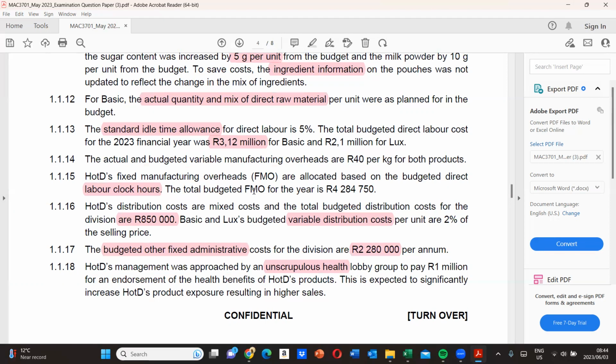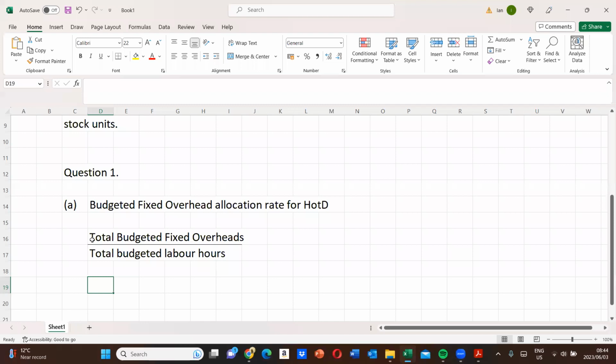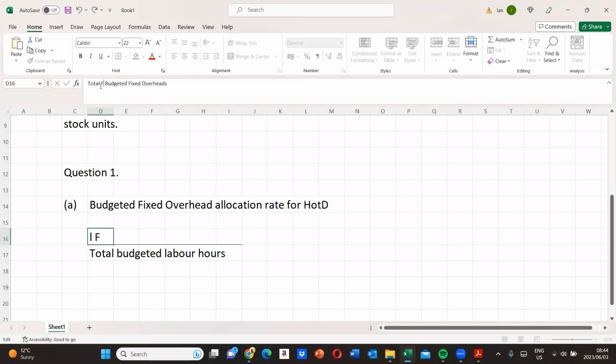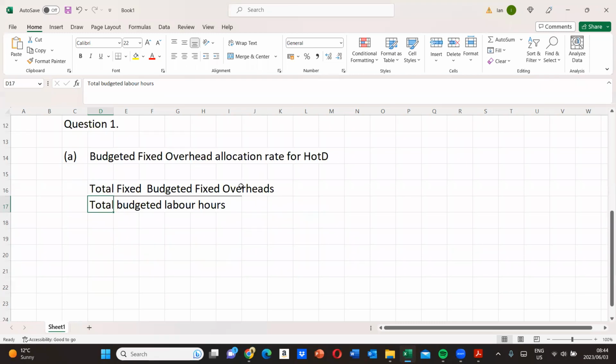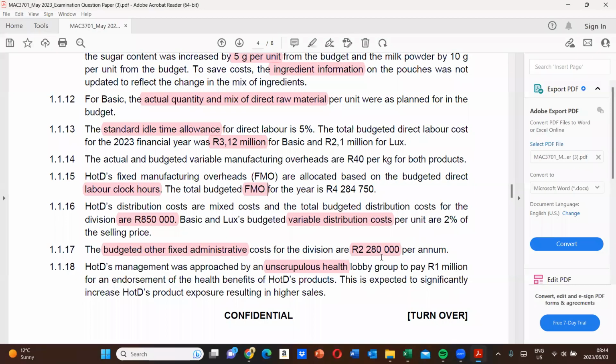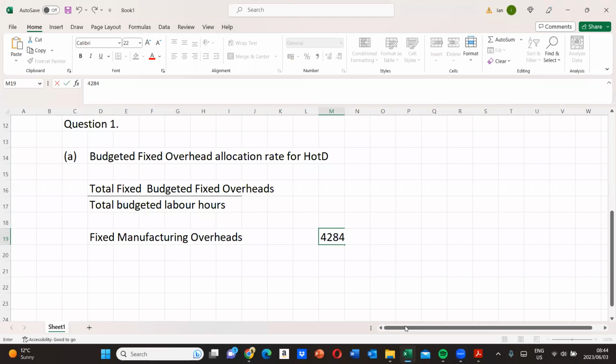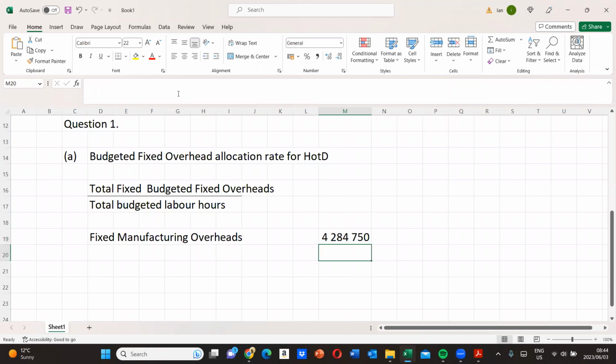The total budgeted fixed manufacturing overheads for the year is 4,284,000. Actually, I forgot, total budgeted fixed manufacturing. So here you have your fixed manufacturing overheads. It's given, so you don't need to do the calculation. You just write it down: 4,284,715. That's given, no need to stress. And then what is the next step?